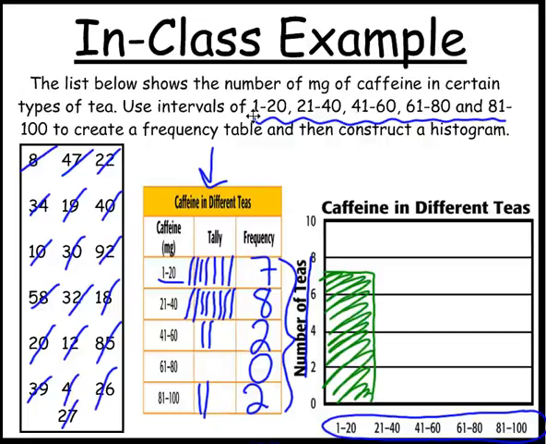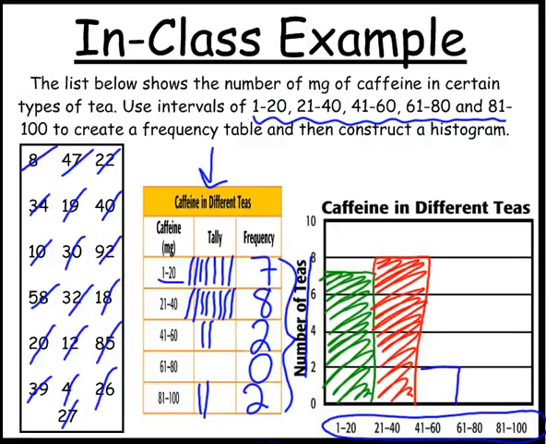We're going to do the same for the remaining intervals. For 21 through 40, we said 8 teas have that, so create a bar up to 8. As you can see, the intervals are roughly the same size. Then we only had 2 teas with an interval between 41 through 60, so draw a bar up until the number 2. There is none for 61 through 80, so we're not going to put anything in between there. Then 81 through 100 had, again, 2 teas, so draw a bar up until the number 2.